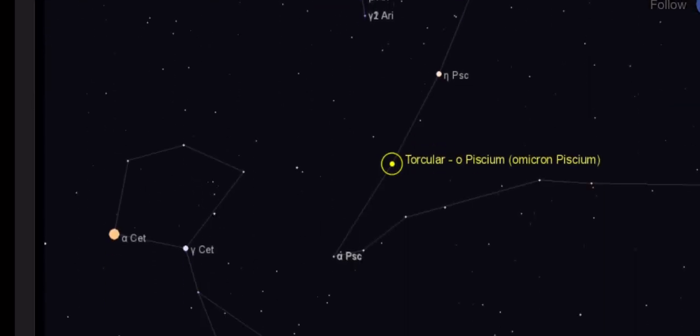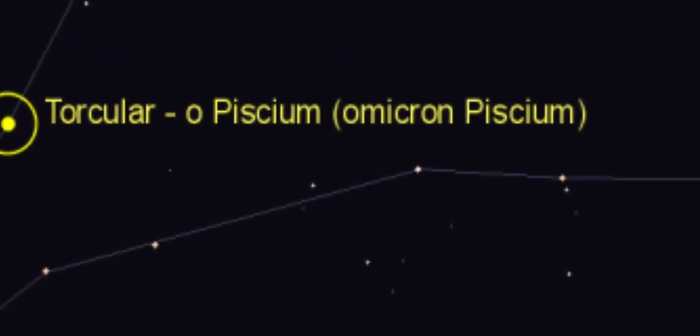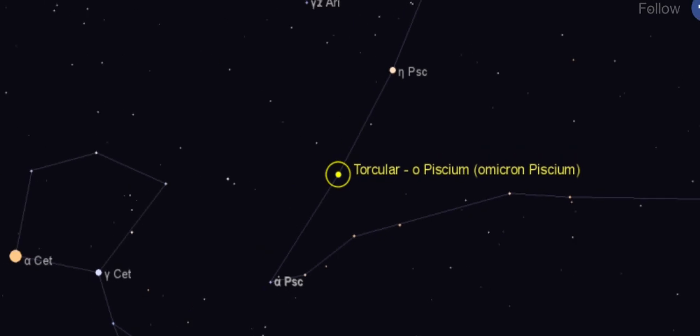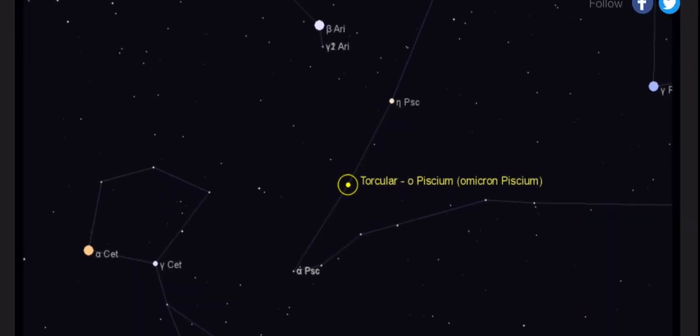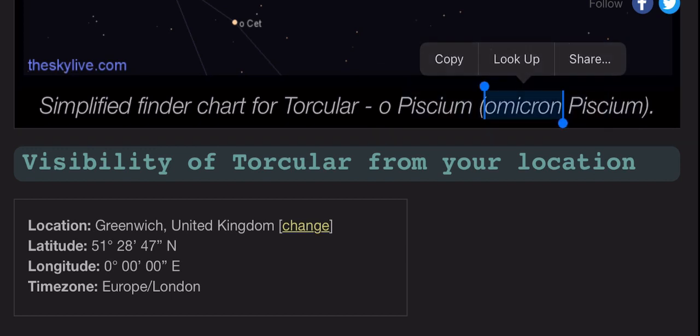Micron. A unit of length, the thousandth part of 1 millimeter, the millionth part of a meter. Micron synonyms: micrometer, micrometer. M-I-C-R-O-N. Micron.